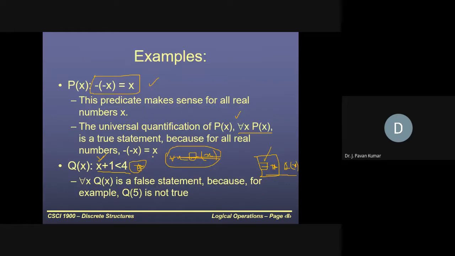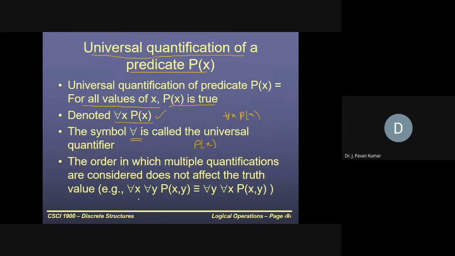Next, coming to the ordering, consider we have two variables in the predicate: P of x comma y. If we have for all x, for all y, you can write it in any order: for all x, for all y, or for all y, for all x, both are the same. Why? Because for all the values of x and for all the values of y, P of x comma y is true.